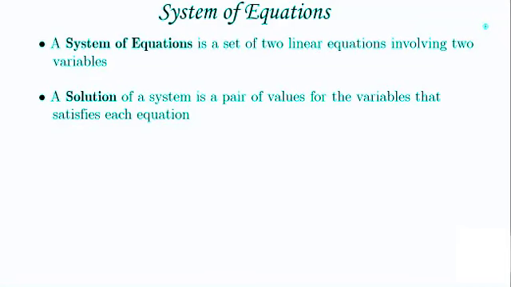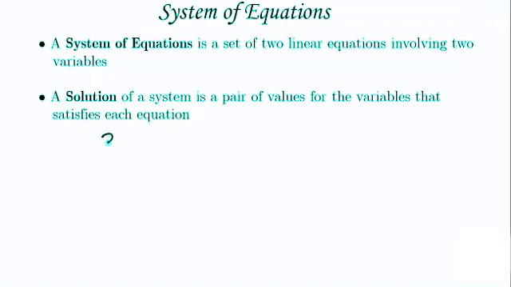First, to define what a system of equations is. Here, a system of equations is a set of two linear equations involving two variables. Up to this point, we've mainly worked with one equation at a time, and now we're going to be considering two equations together, and that is a system of equations.